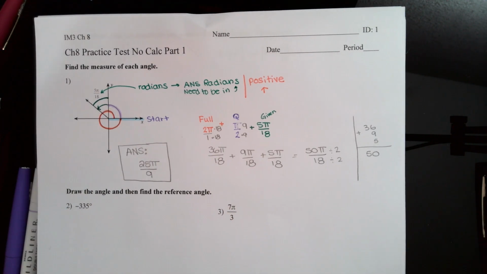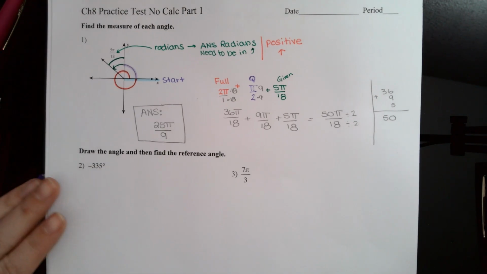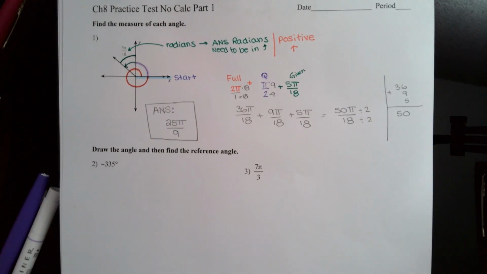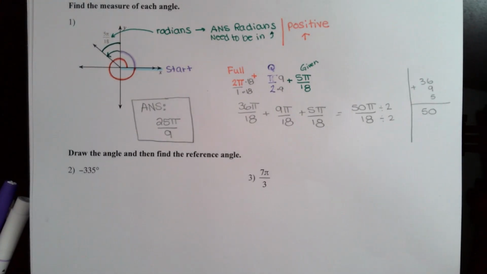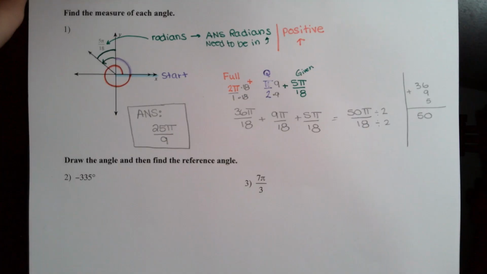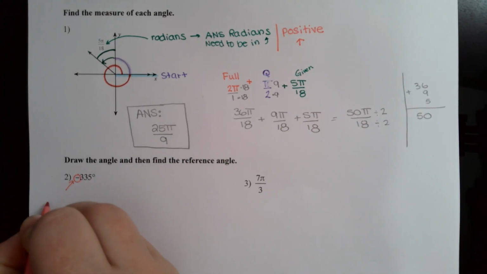Okay, moving on. Now, very similar to this, kind of like backwards problems, this one's asking you to draw the angle and then find the reference angle. So what you're going to do is take a look, is this in radians or in degrees? Number 2 is in degrees. And you're going to first split up the angle by looking, is this a positive or negative? This is negative. That means we're going to be going down.